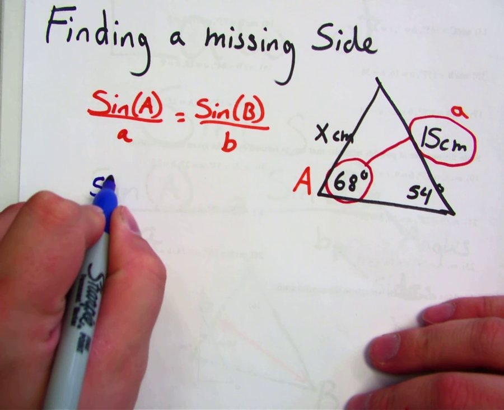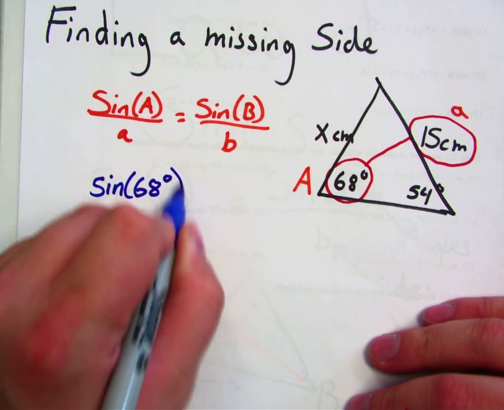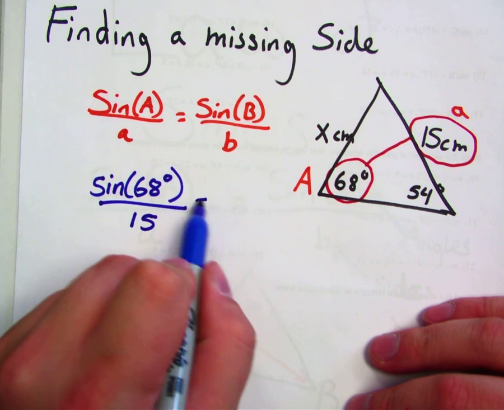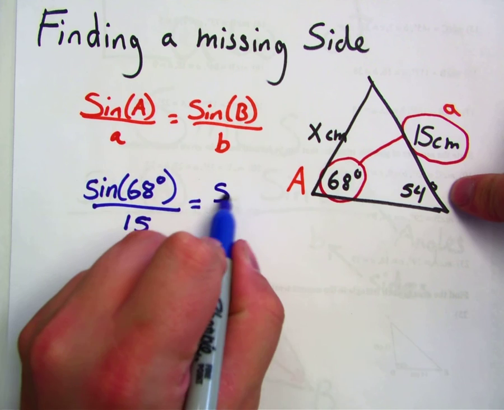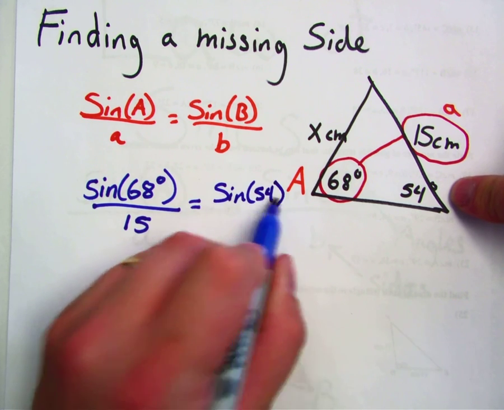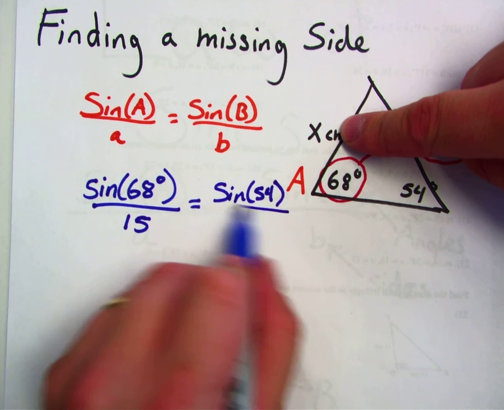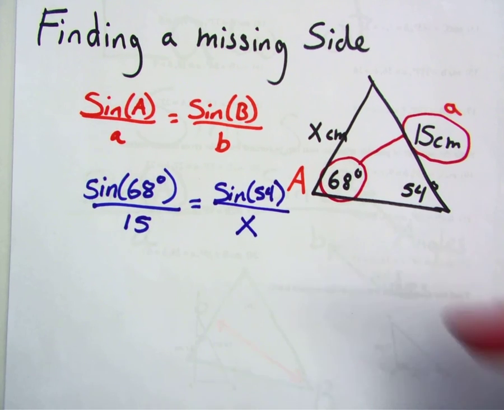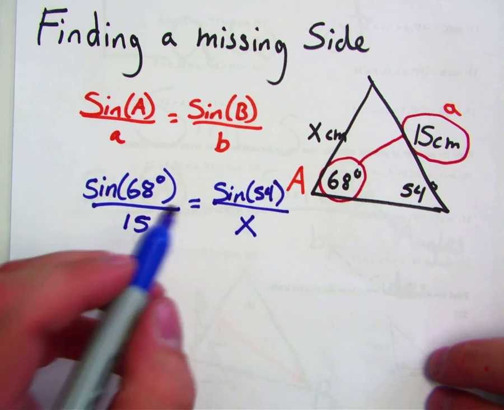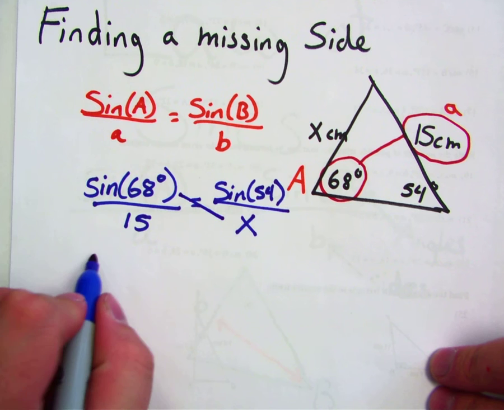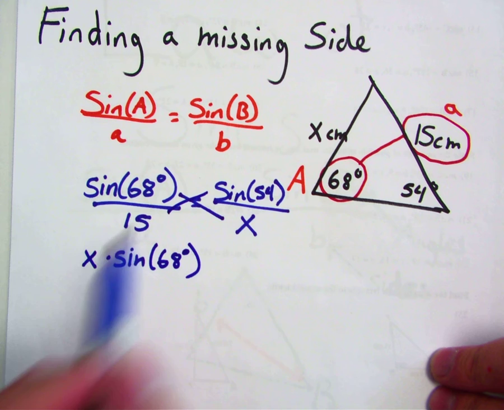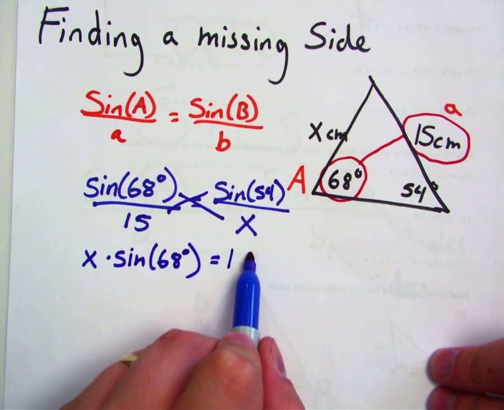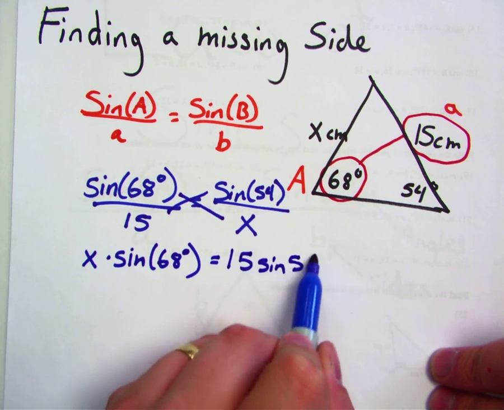So we're going to have the sine of 68 degrees divided by 15 is going to equal, the other pair here is going to be our angle B. So 54 is our angle B, sine of 54. And the opposite side, which we are solving for, is going to be our side B. Now, if we look here, we just have a proportion, so we can cross multiply this just like any other proportion you've ever solved. We're going to start with this one, x times the sine of 68. And going the other way, that's going to equal 15 times the sine of 54 degrees.